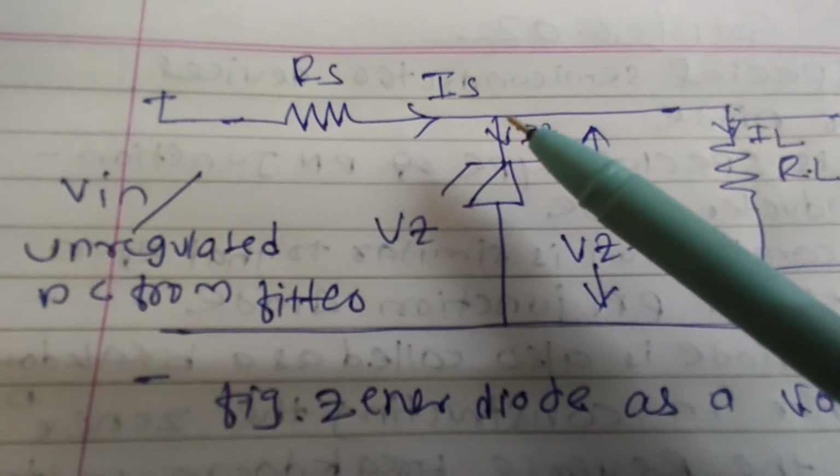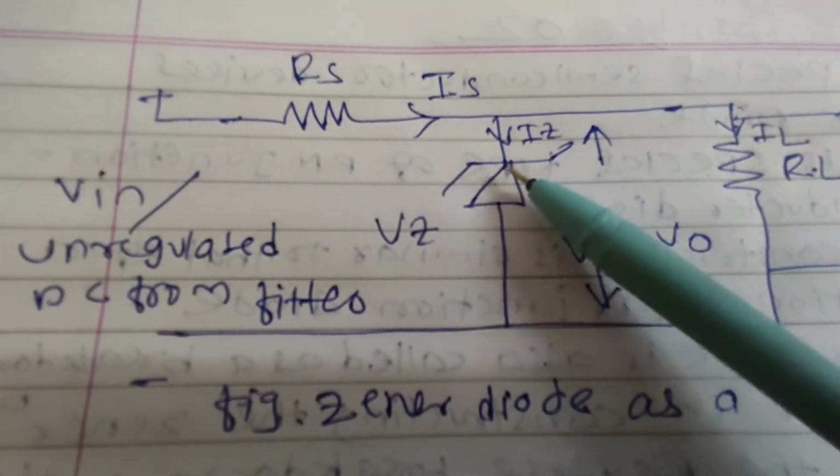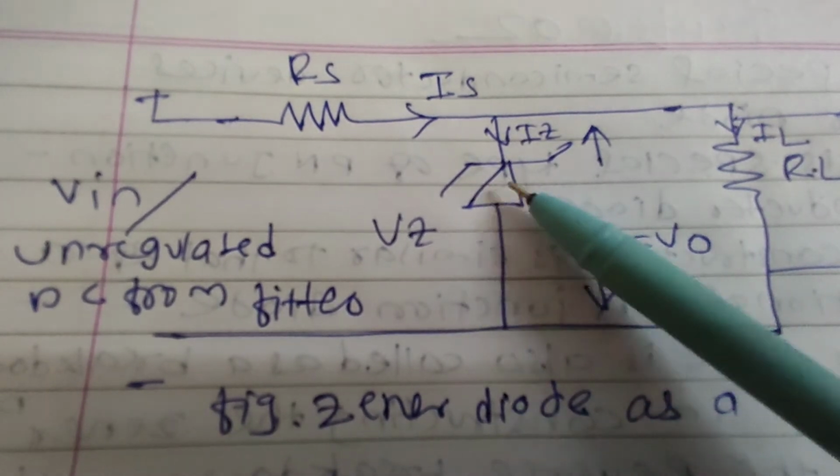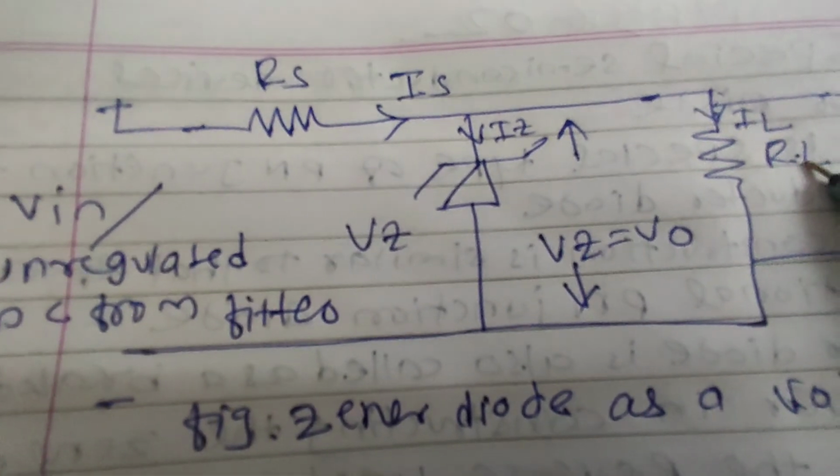And thus if the reverse bias voltage across the Zener diode exceeds the knee voltage or breakdown voltage, the voltage across the load will be constant. So in this way the voltage across the Zener diode will be constant.